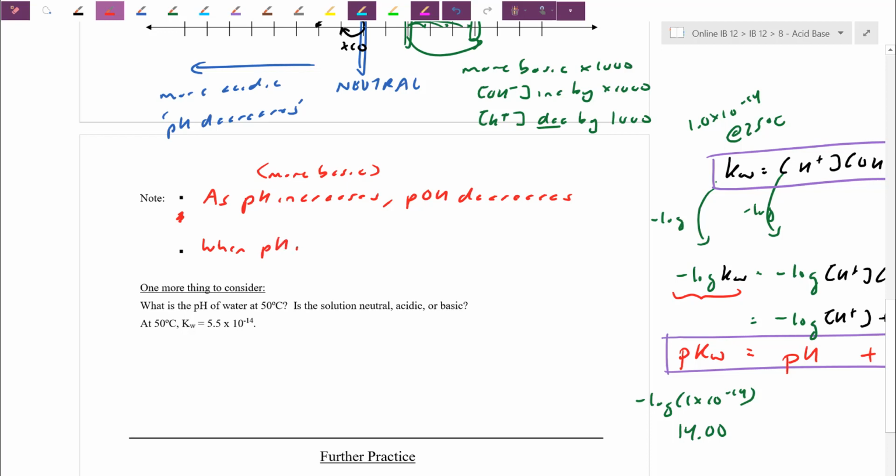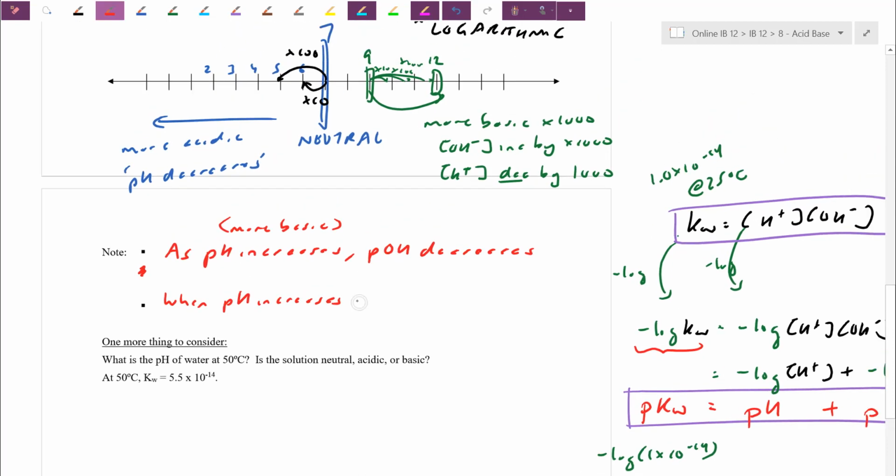And then we'll also make one other note here. When the pH increases by 1 unit, so one step on this logarithmic scale, it could only go up by maybe 0.5 or 0.8, doesn't really matter. But when the pH increases just by a single unit, we can say the H3O plus, the hydronium, decreases by a factor of 10.